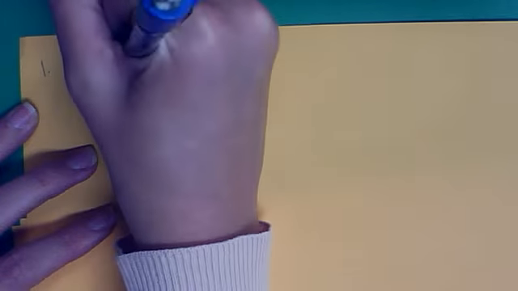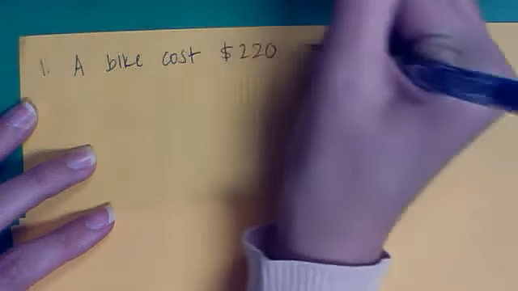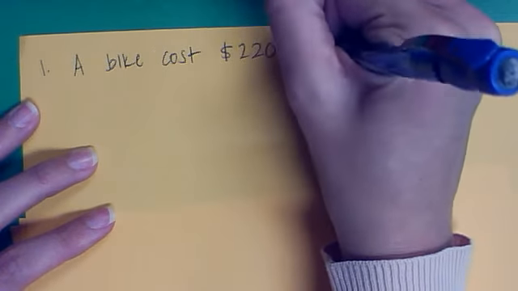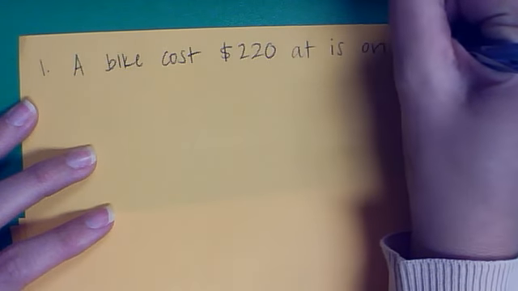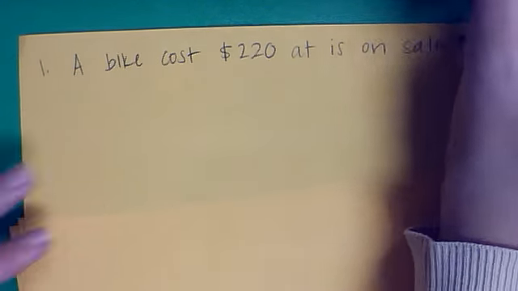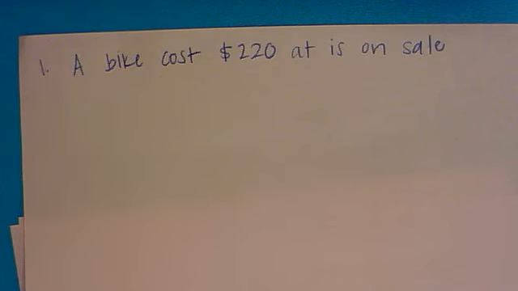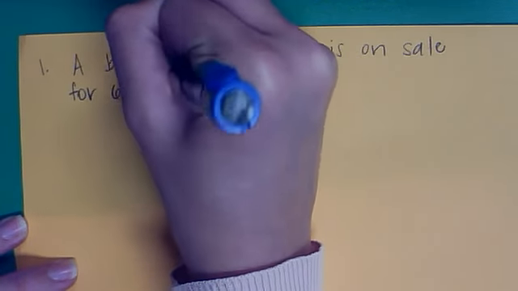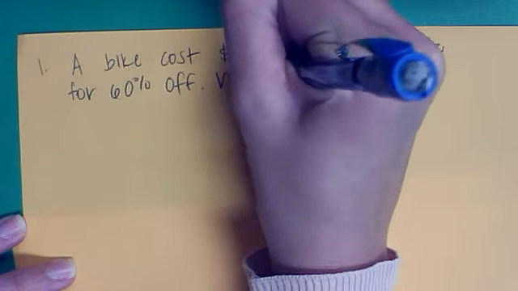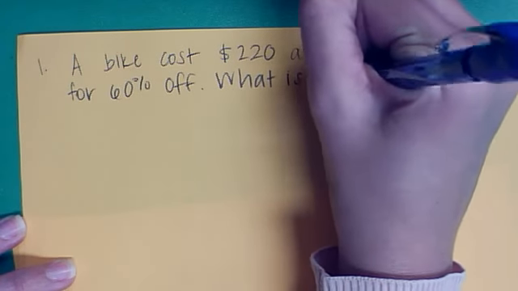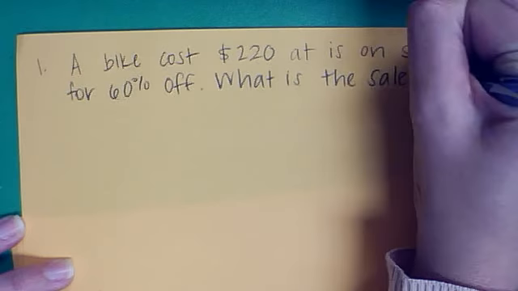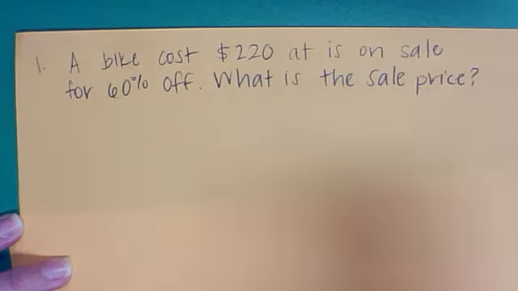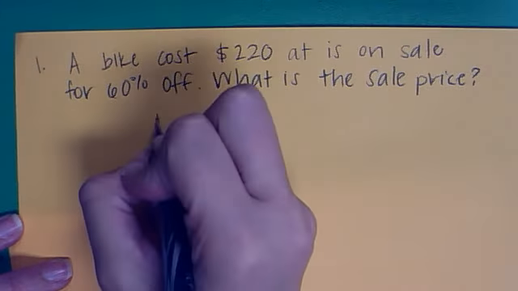So example number 1. A bike costs $220 and is on sale, or is discounted, for 60% off. What is the cost of the bike? Or what is the sale price? Okay, to find that, we're going to find the discount first.